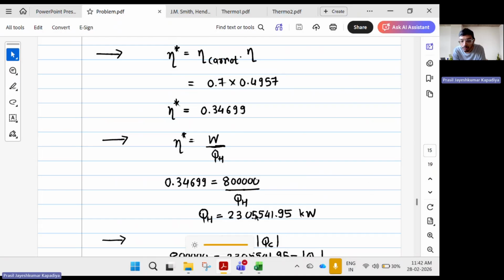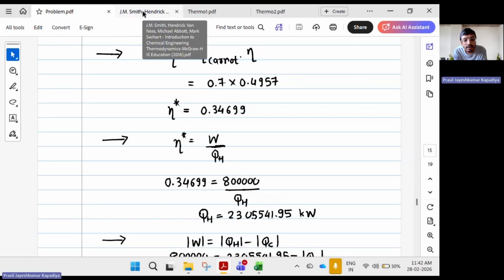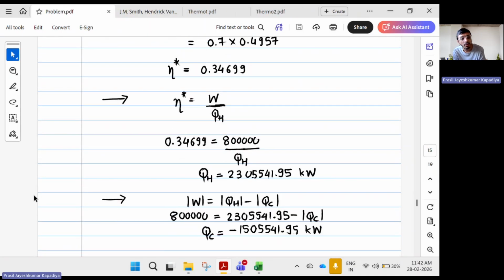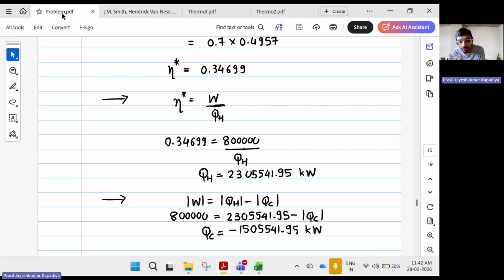That is coming out to be 2305541.95 kilowatts. Now what will be my W? W will be equal to mod of QH minus mod of QC. I don't want to get into trouble of positive and negative signs, that's why I'm writing in terms of magnitude. So 8 lakh will be equal to QH minus QC. So heat discarded will be minus 1505541.95. Negative sign indicates that heat is discarded to the atmosphere.